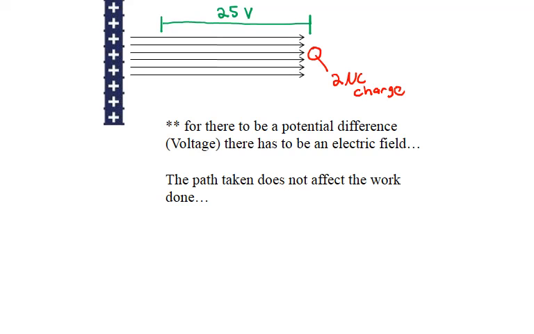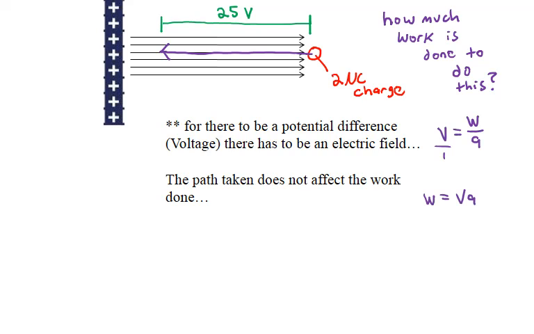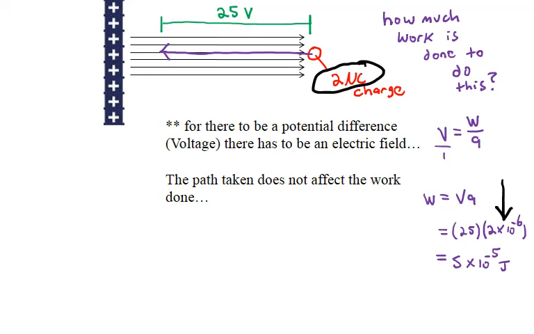So for instance, let's say we have a 2 microcoulomb charge and the potential difference, or the voltage, is 25 volts. Well, we can find out how much work is needed. We take the 2 microcoulomb charge, rearrange the equation, and multiply the charge times the voltage, and it's going to take 5 times 10 to the negative 5th joules. We convert 2 microcoulombs into coulombs here, and then multiply it by the voltage. So it's going to take that many joules to move this charge from here to here.